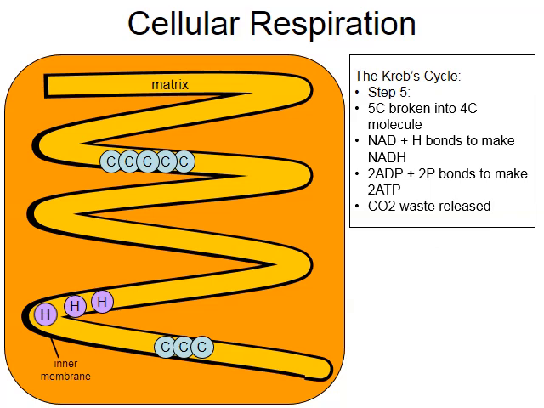And notice how my notes say a 5-carbon molecule is broken into a 4-carbon. Well, where'd the extra carbon go? Just like the last couple times, it's released as carbon dioxide waste. Enzymes break off one of the carbons in the form of carbon dioxide, and it's released as a waste molecule.